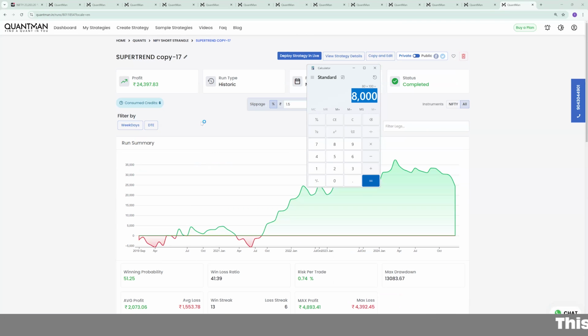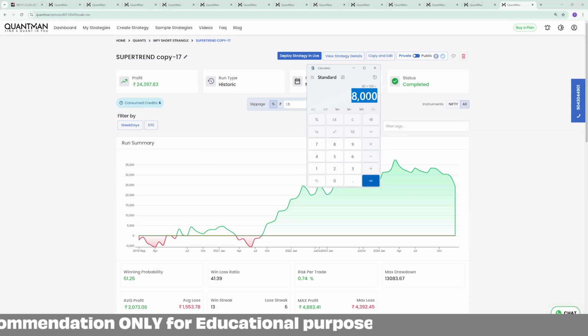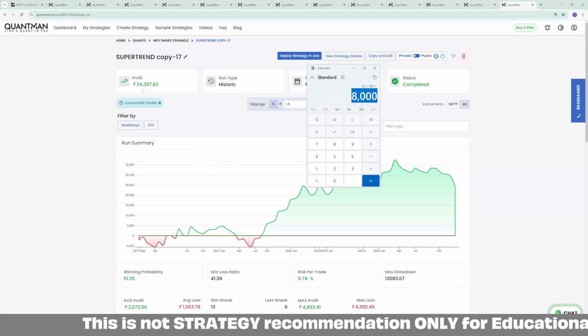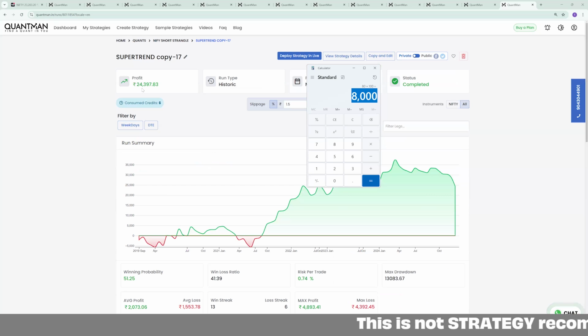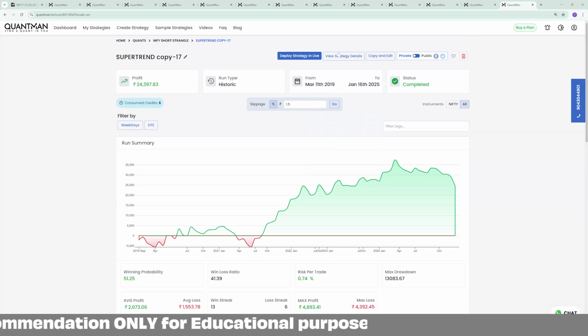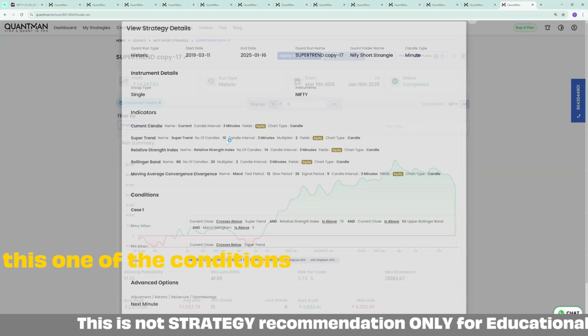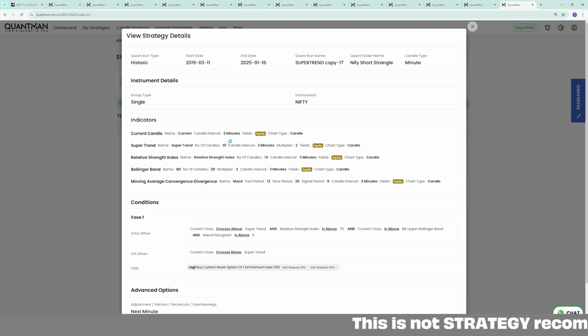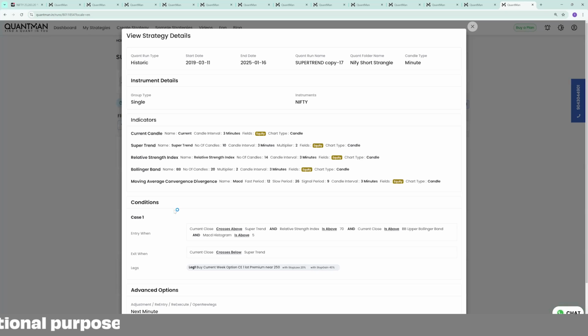When you do a backtest, after giving 1.5% slippage, you need to reduce this brokerage and charges, 8,000. So for a single lot, this strategy generated around 16,000 with 5 years of backtest. This is one of the conditions. In Quantman, you can do backtests on multiple combinations, n number of combinations. Just by changing the value, the result will differ.